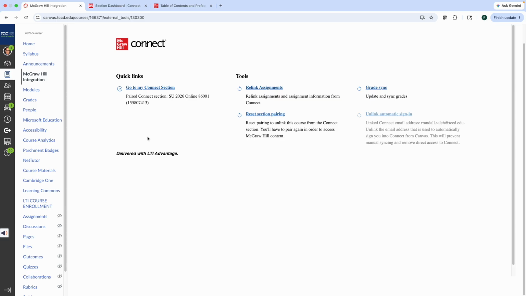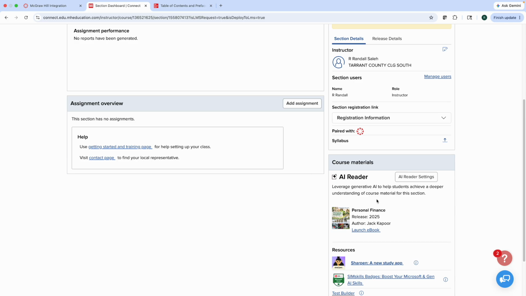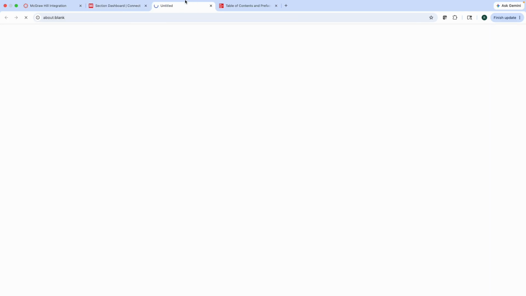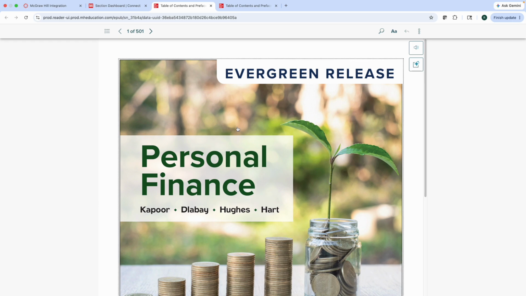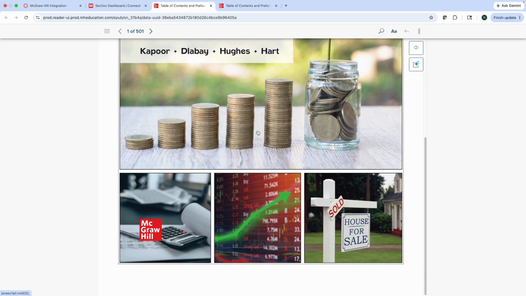Hopefully, I've already gone with the publisher. We've already relinked everything. Let's just hope everything works well. When you get there, again, it may look like this. What do I do? All I'm using this for is the ebook, and the ebook is very good. So when you launch the ebook, it's going to do exactly what we have here. It goes into the Personal Finance by Kapoor, DeBlay, Hughes.